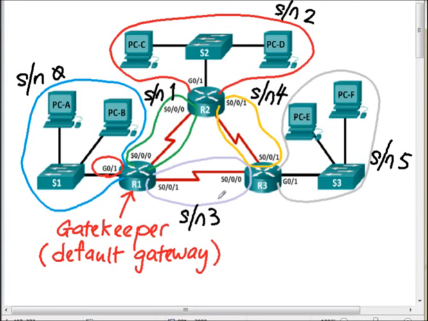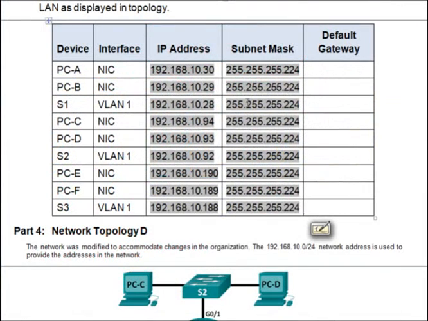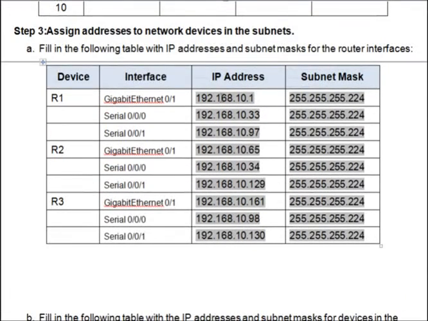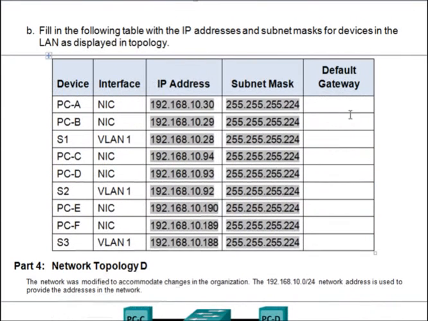So let's go to the table from earlier and look for G0/1 of R1. R1 G0/1 is over here, so our default gateway is actually this address, 10.1. So this is our default gateway for the first subnet. All of them have the same default gateway. Next, let's examine the default gateway for PCC, PCD, and S2.